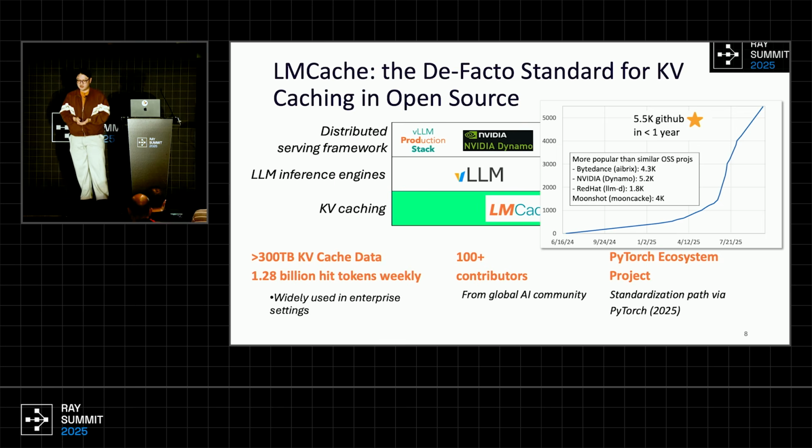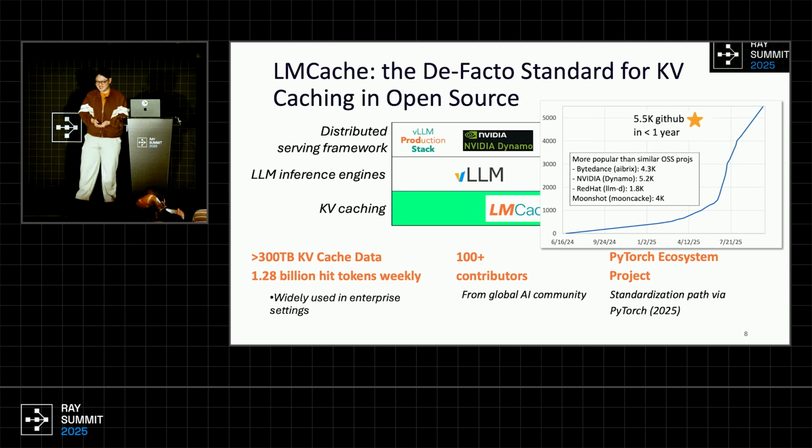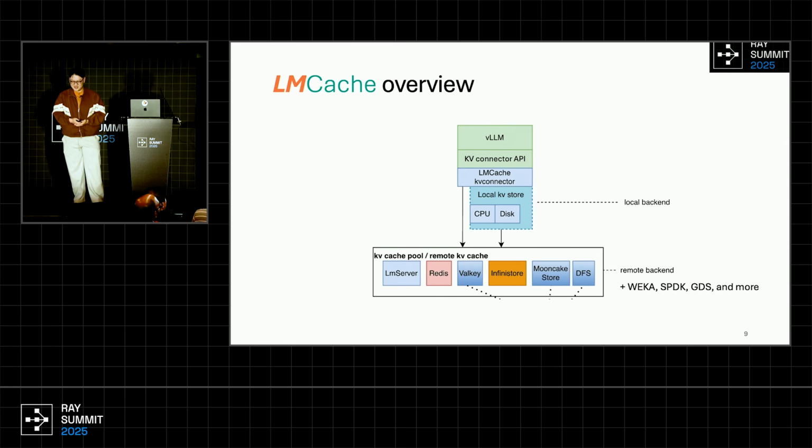Also, just to give some context, we received 5.5K GitHub stars in less than 1 year, and compared to popular similar open source projects, we have more stars than them. Maybe it's not good to compare with them, but just as context. Okay, let's do a quick overview.